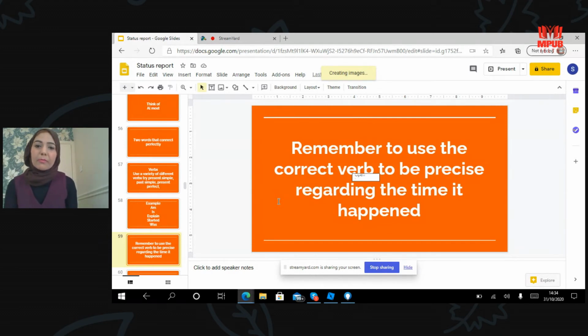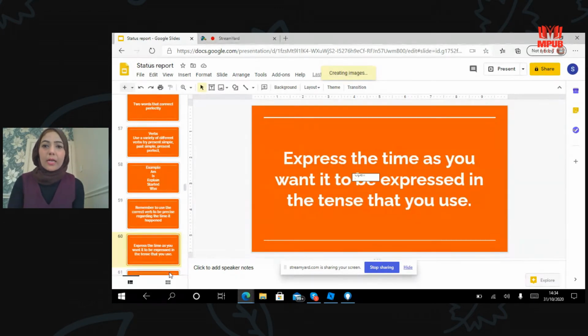Remember to use the correct verb to be precise regarding the time it happened. So happened, because it's the ED that's connected with happen, it shows that it's already happened, it's something of the past. So make sure that if you are using verbs to show the precise time that they happened, you are using the correct verb there. Express the time as you want it to be expressed in the tense that you use.